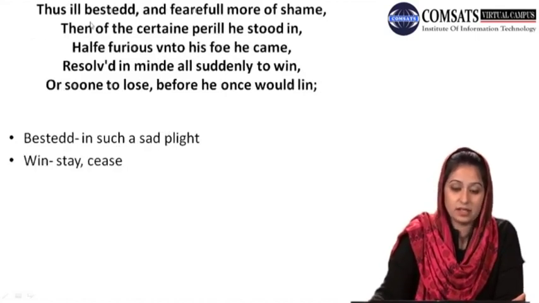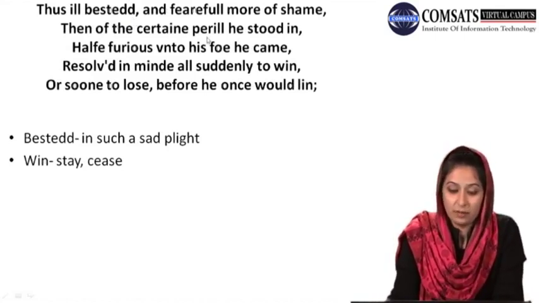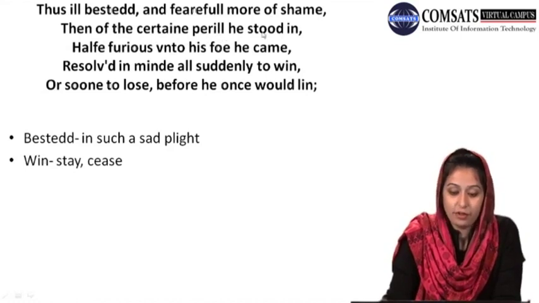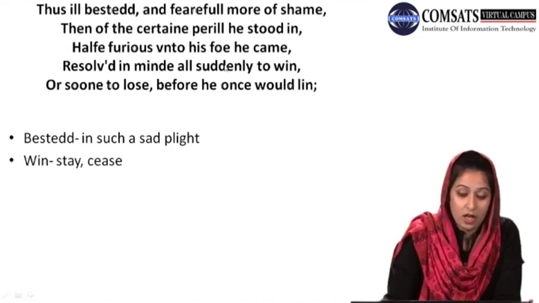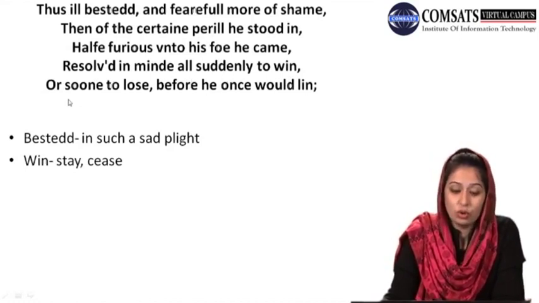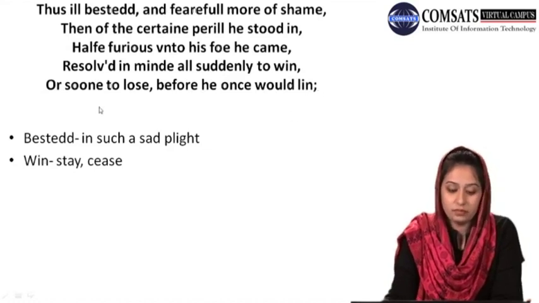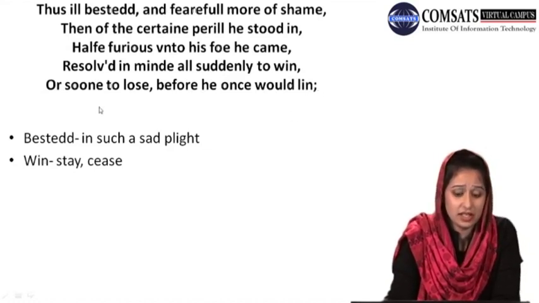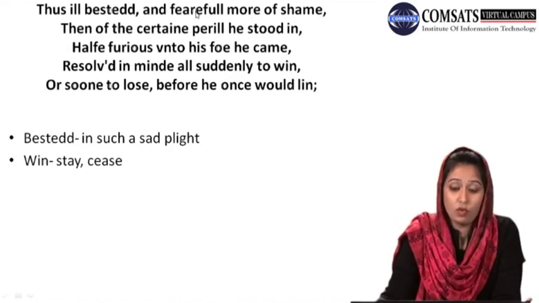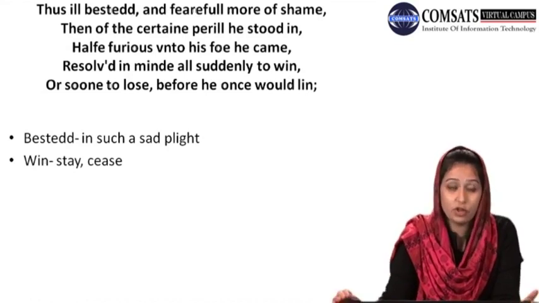Thus, ill-bested and fearful more of shame than of the certain peril he stood in, half furious unto his foe he came, resolved in mind all suddenly to win, or soon to lose before he once would lend. So, in such a sad condition, in such a sad plight, the knight was fearful. He was afraid of the shame. He was not afraid that he would be killed.